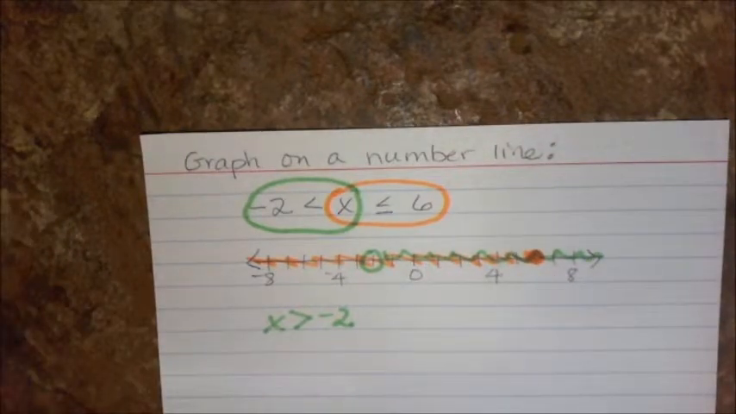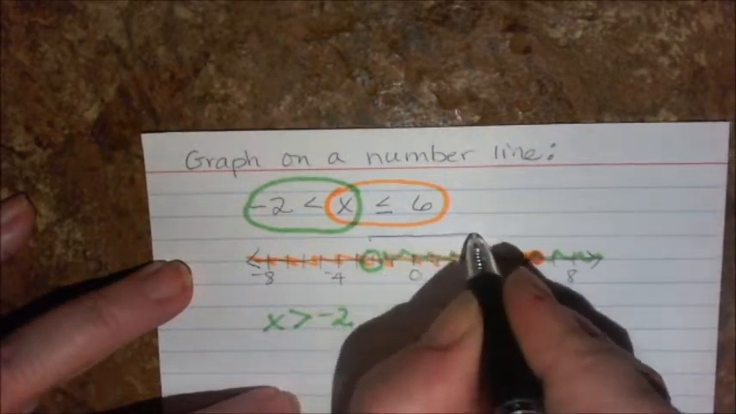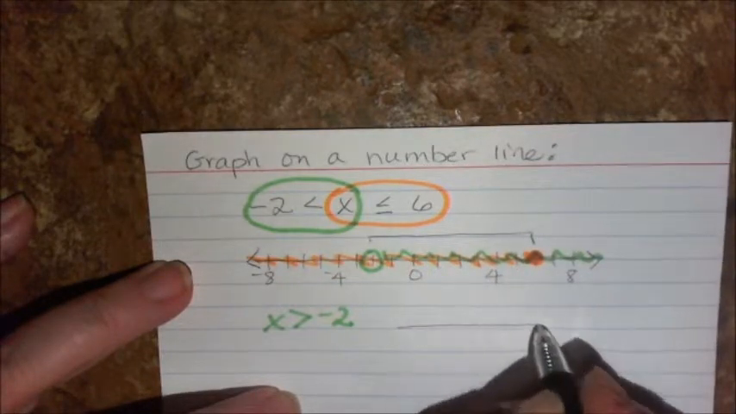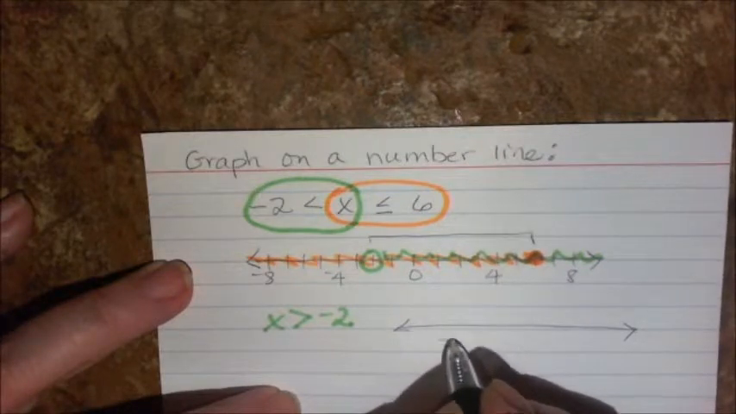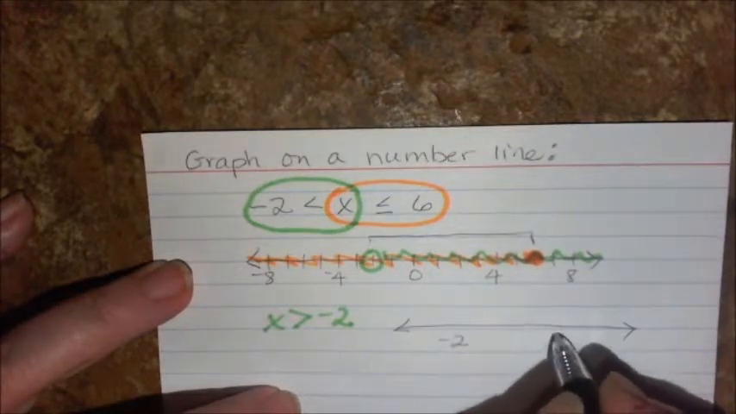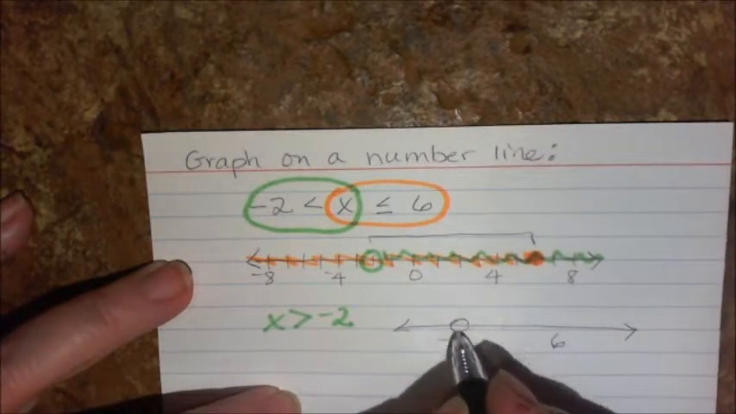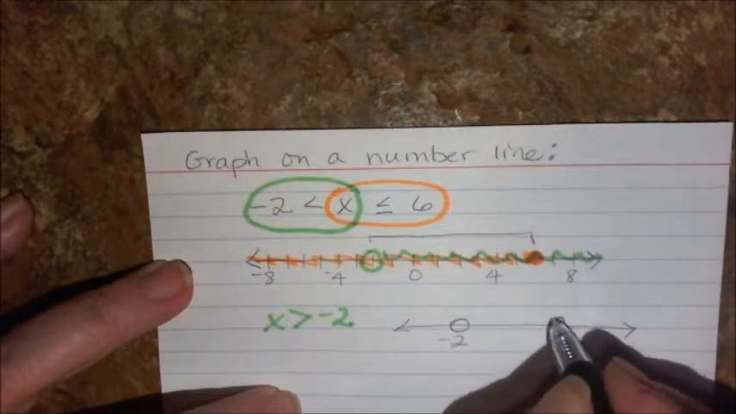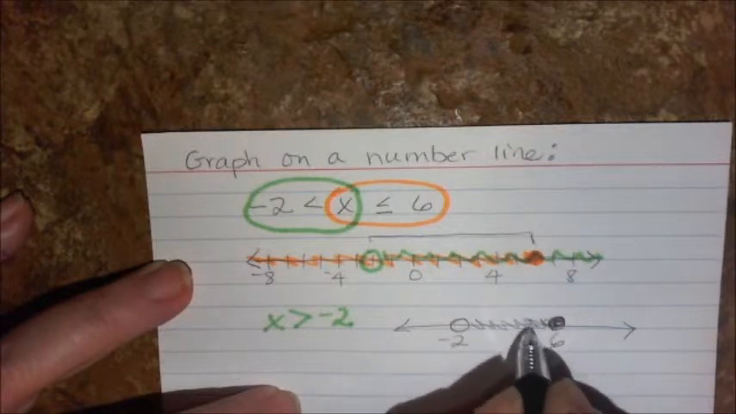Now for the 3-part inequality, we have some shading in orange, some shading in green, and we only take the overlapping shading. So the overlapping shading would be this portion of the number line right here. A brand new number line would show the number -2 and the number 6, with an open dot on -2 and a closed dot on 6, and the shading between.